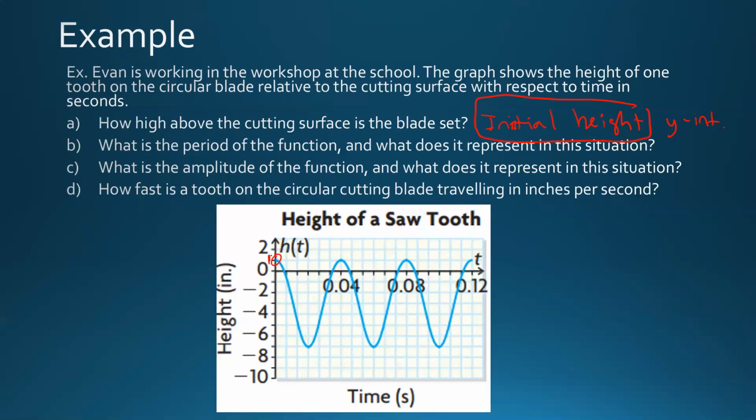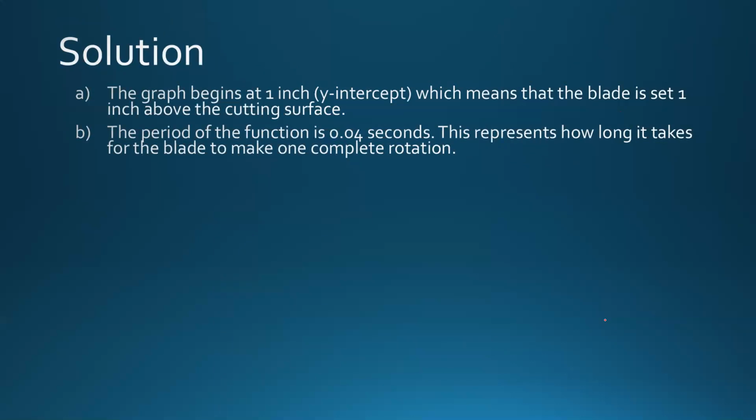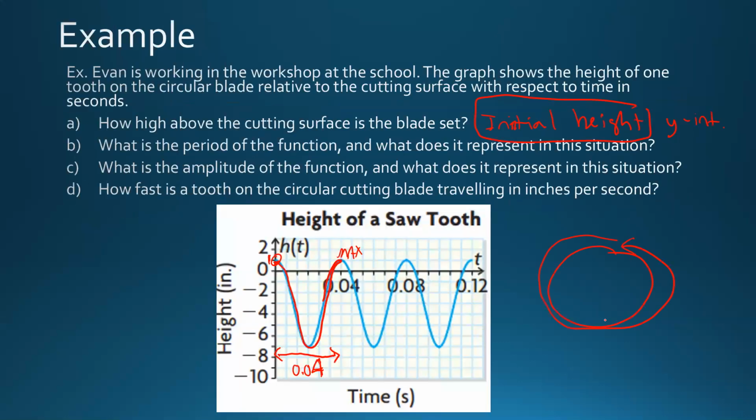So the second part of the question says, what is the period of the function and what does it represent in this situation? So the period is basically calculated by finding one cycle and figuring out how long it takes to complete that one cycle. I believe the first maximum, or the initial starting point, to the next consecutive maximum. And I can see here that it would be a total of 0.04. So what does that represent? That just represents how long it takes for the blade to do one full rotation. So when we're cutting down on the cutting surface, the circular blade is rotating. And again, that kind of makes sense, right? It's not going to take that long unless something's wrong with your machinery there. It should be pretty quick, right? So it's going to be 0.04 seconds for it to go one full rotation around.